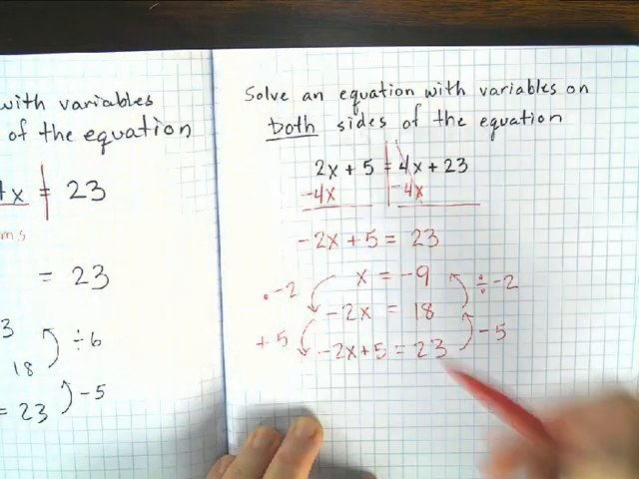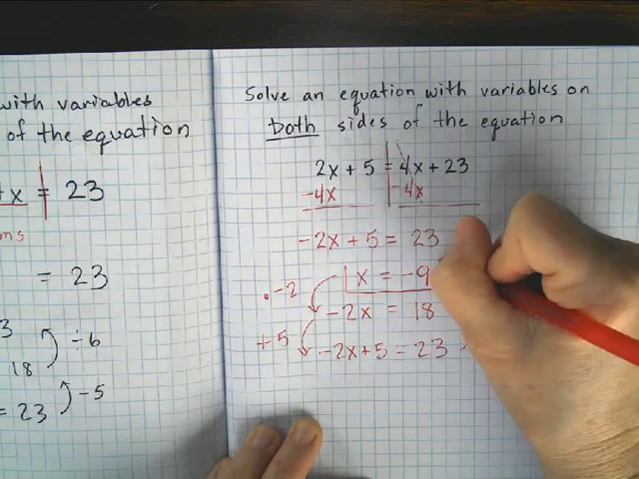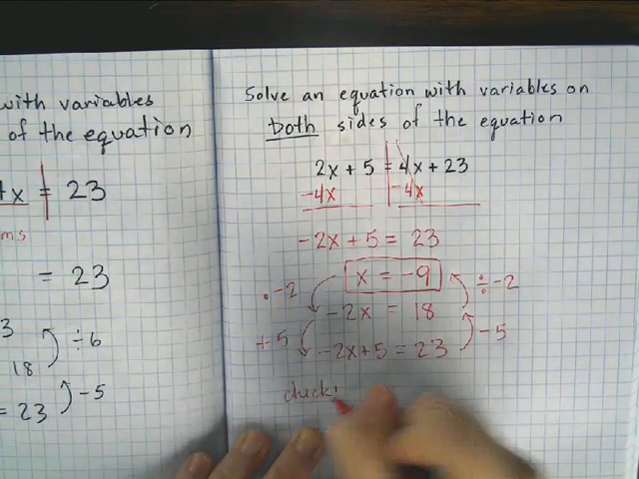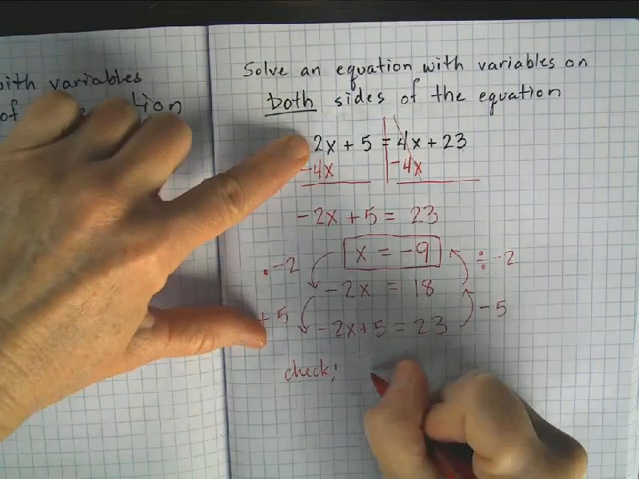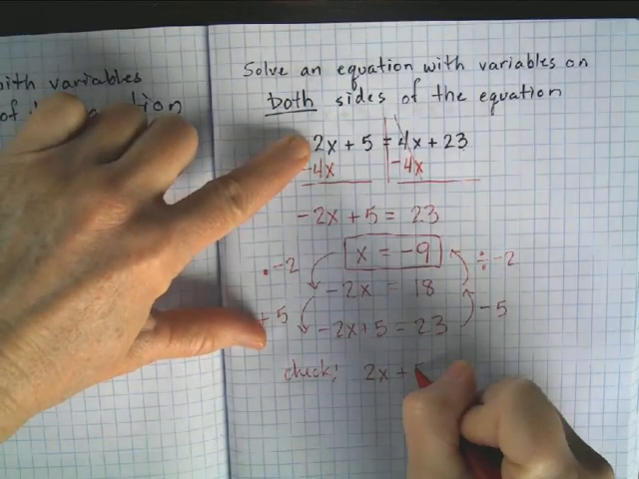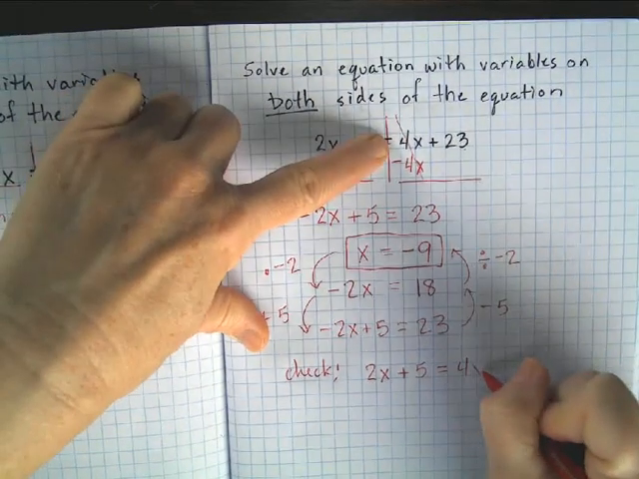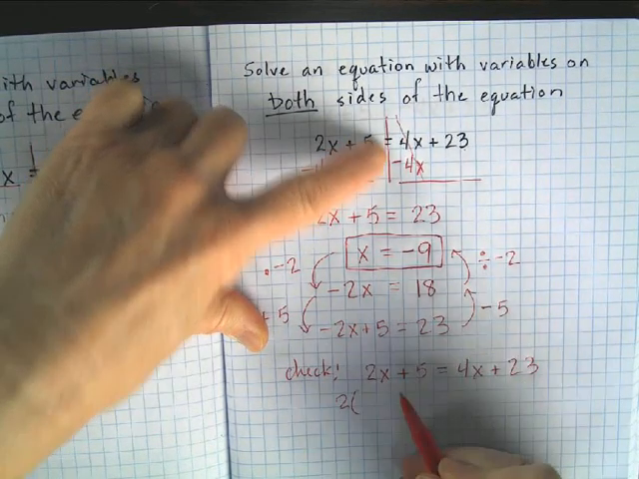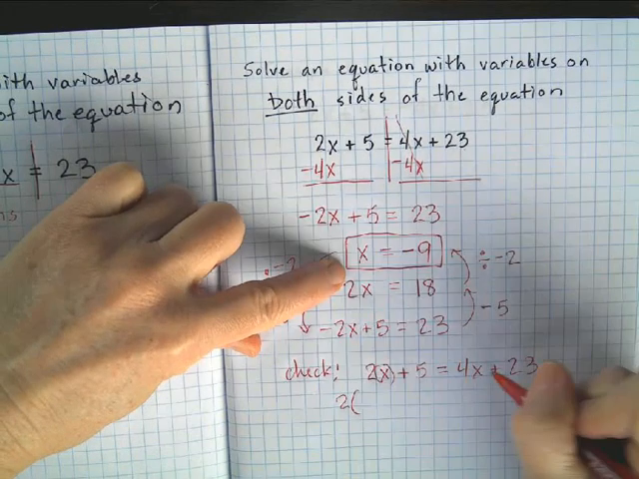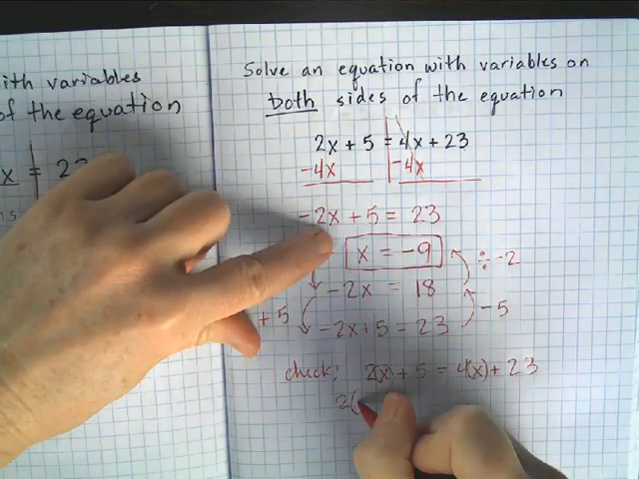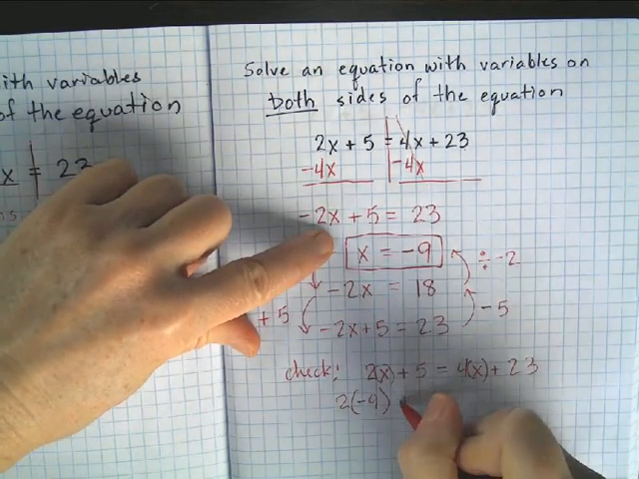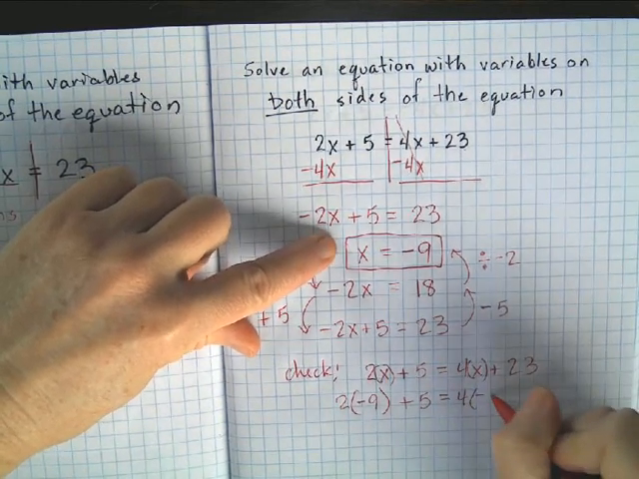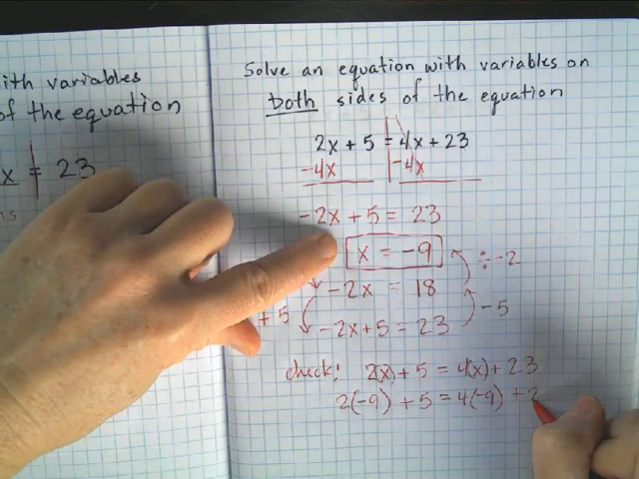All right, so I have my answer. Now what? Check. Let's check and see if it works. So when we check, we need the original problem: 2x plus 5 equals 4x plus 23. I'm going to substitute for x with my negative 9. 2 times negative 9 plus 5 equals 4 times negative 9 plus 23.